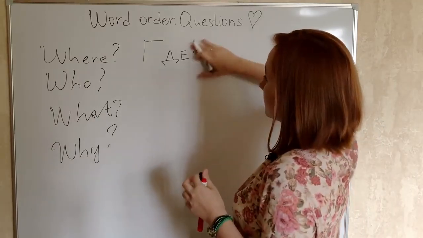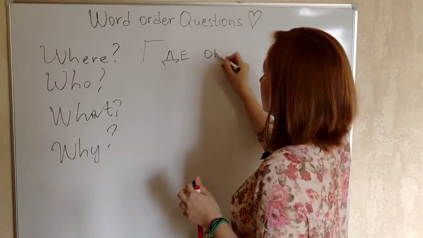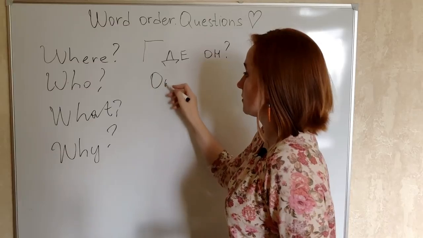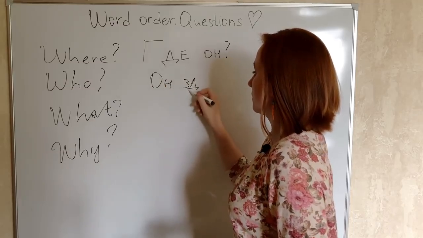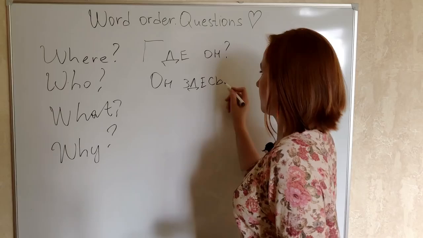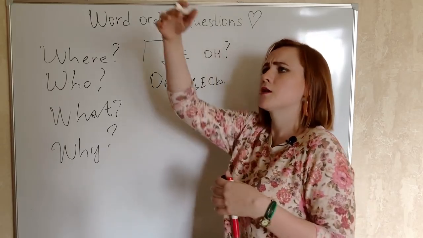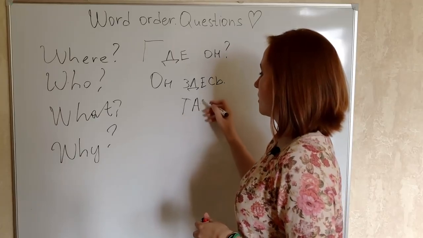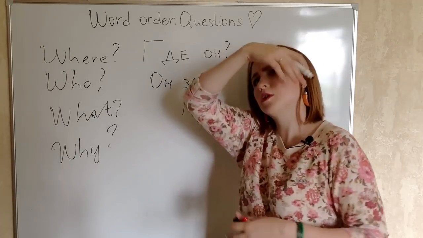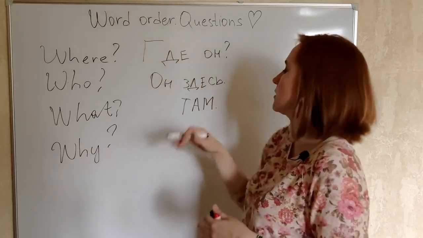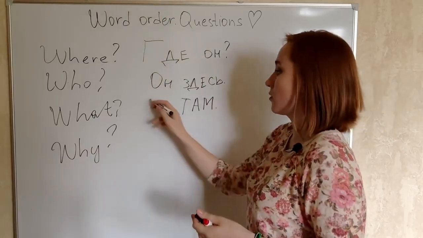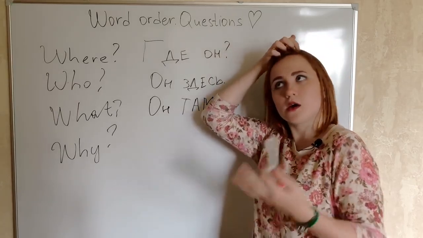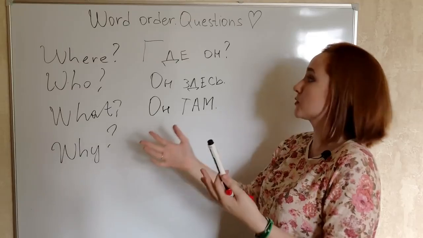sentences. For example, где он? He's here. Он здесь. Он здесь. If you want to say that he is over there somewhere, you can say там. Там. Far away. Там. Он здесь. Он там. Now you can practice with anything, with any nouns that we learned.